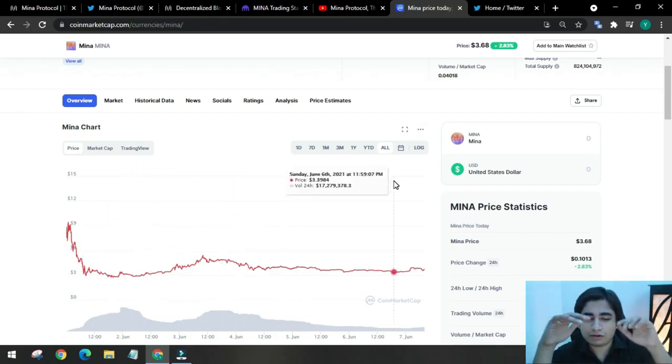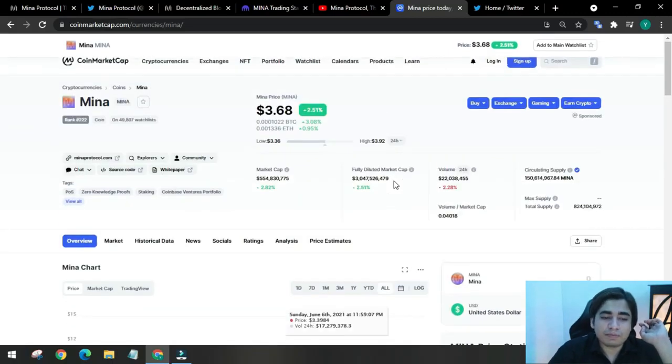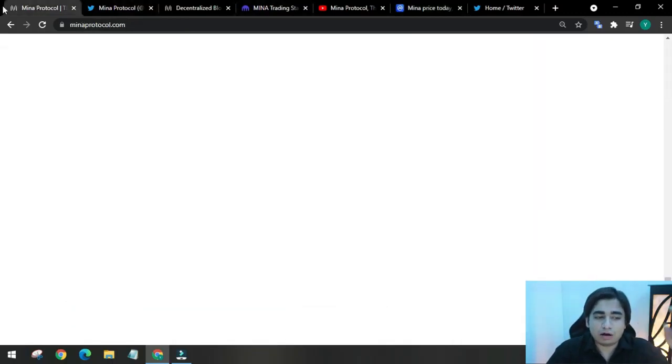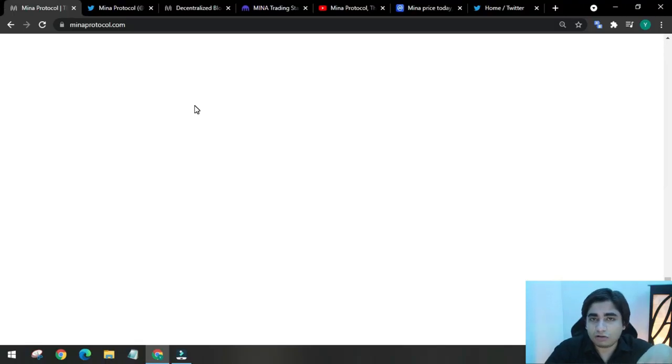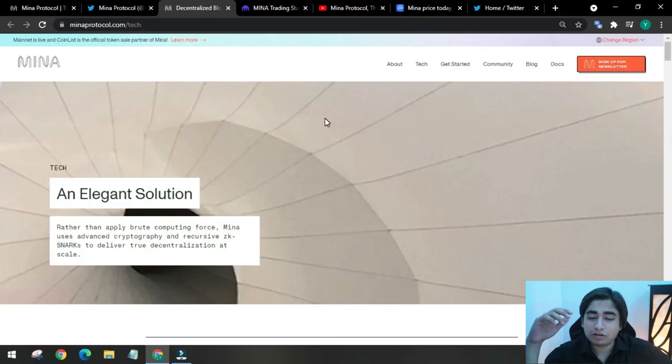So this project looks quite amazing to me. And if you want to invest in MINA protocol, you can. As you can see, the circulating supply is 150.6 million. So you can still get into this project and use all those good use cases of it. This is the best opportunity for you guys before it goes to the moon.